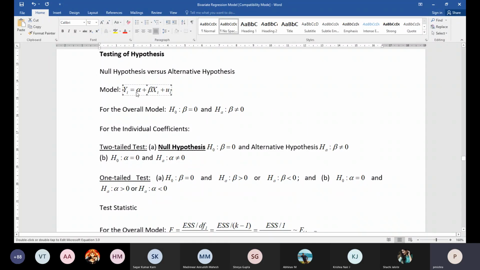So the line becomes horizontal with respect to the x-axis. That means y is independent of x.